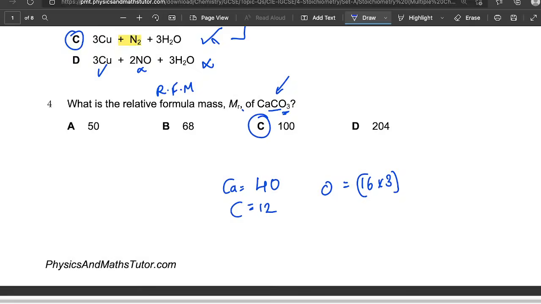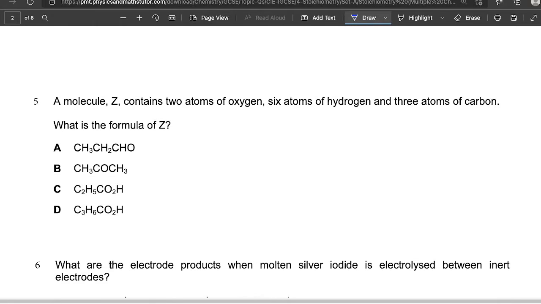Okay, we move on to the next question. It says a molecule Z contains 2 atoms of oxygen, 6 atoms of hydrogen, and 3 atoms of carbon. What is the formula of Z? Okay, so let's see. First of all, we have been told that this could be related to alkanes or alkenes or something related to that. Maybe we just have to count the number of carbons here.